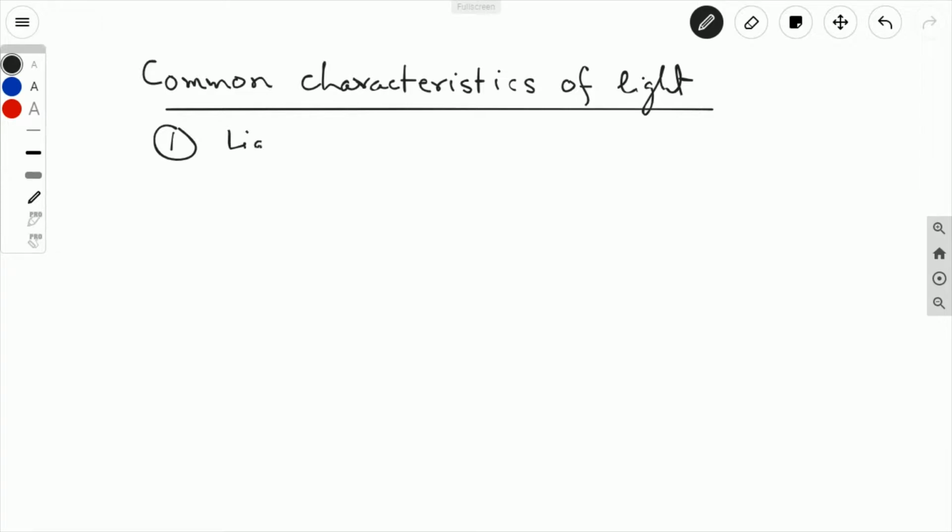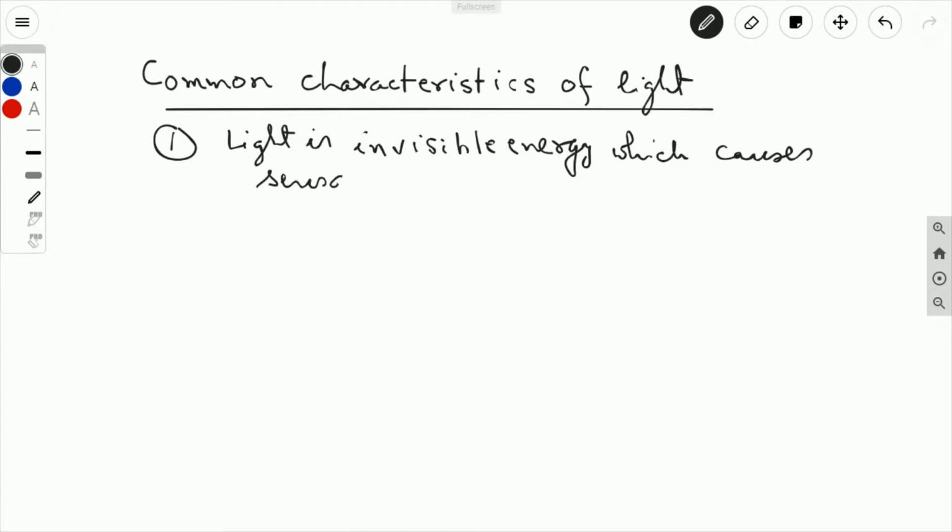Light is invisible energy, and by this invisible energy we get the sensation of vision. If the rays of light strike on the retina of the eye, then it causes the sensation of vision and we can see an object. So that's why light is an invisible energy.